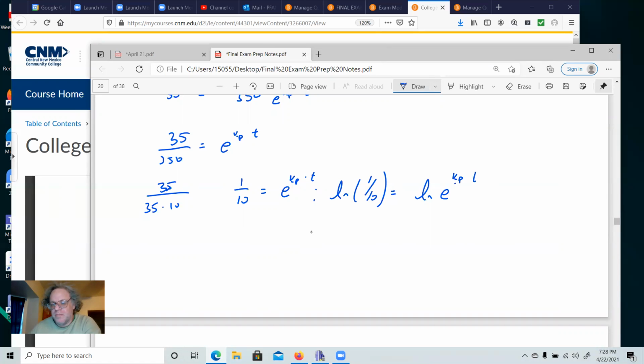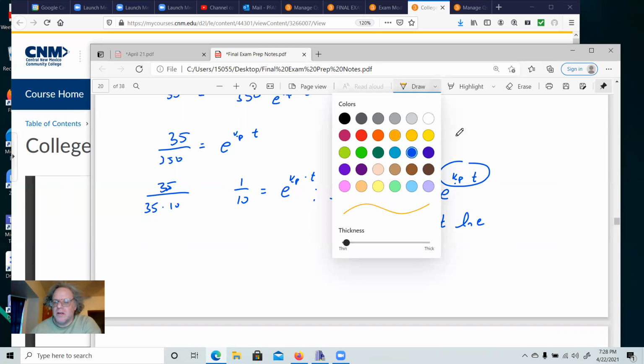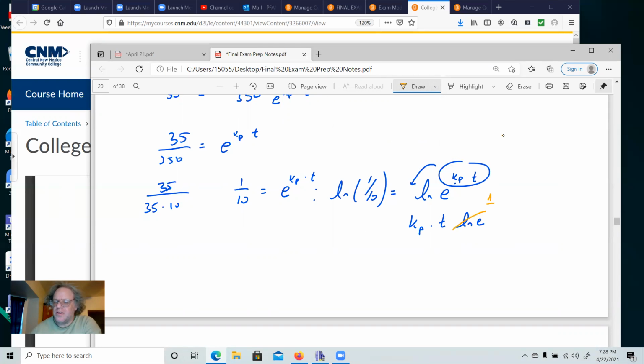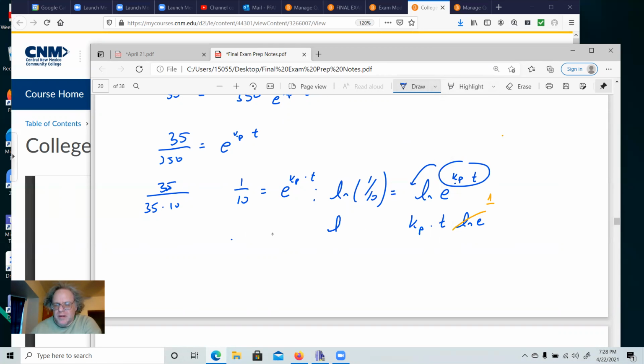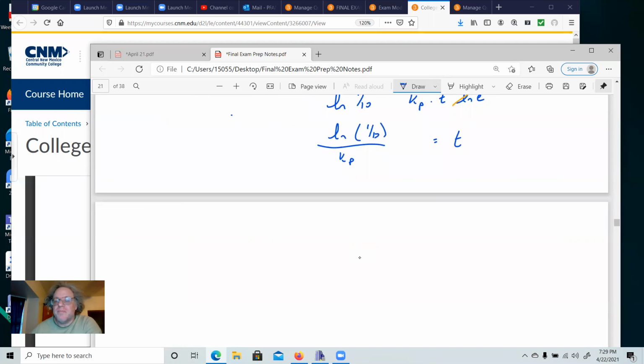So this is a number, right? This bit comes down in front. So we have kp, something we know, times t, ln of e. But you know the ln of e is 1. And then over here we have natural log of 1/10. So t is equal to ln of 1 over 10 divided by whatever kp was. That's my cooling constant for pizza.